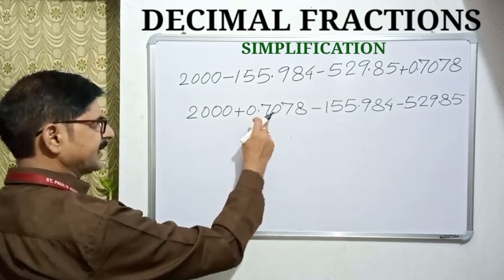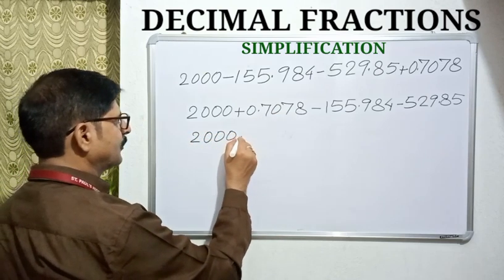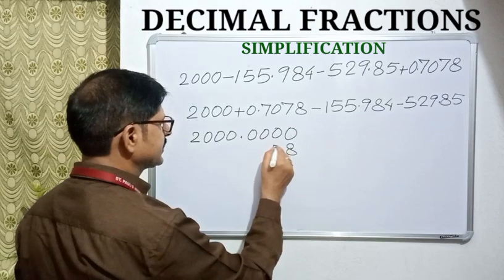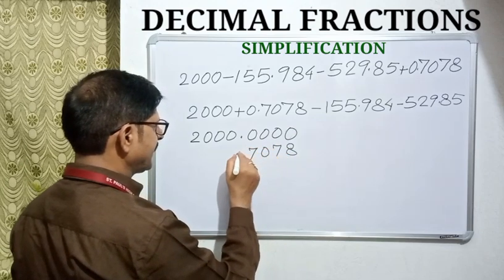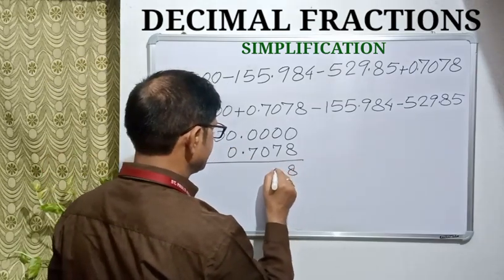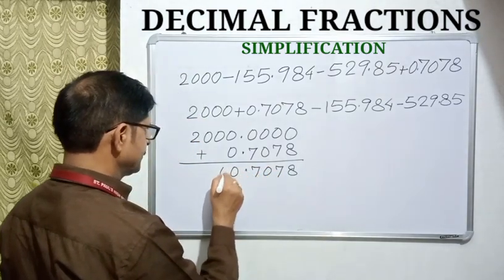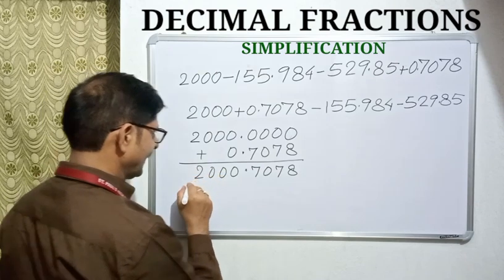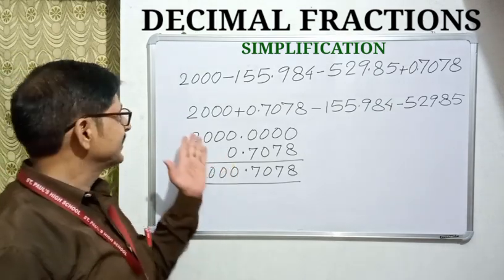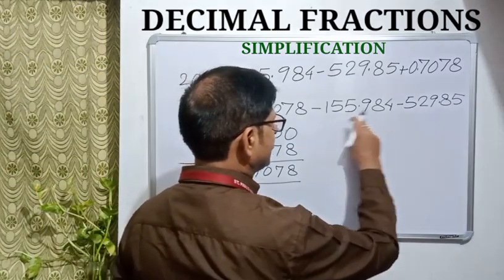4 decimal places are there in this number. 2000.0000 and 0.7078, which gives 2000.7078. And now see the beauty of learning. This answer you already knew. This is going to be 2000.7078.